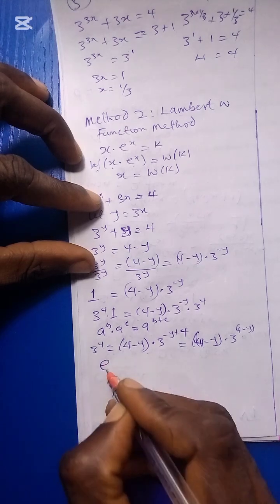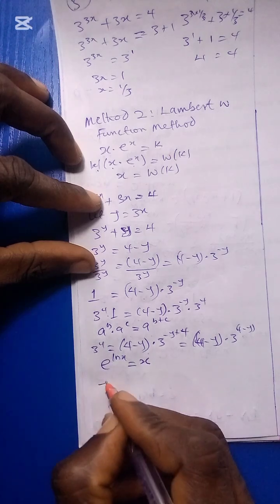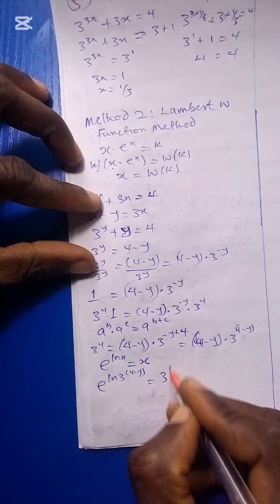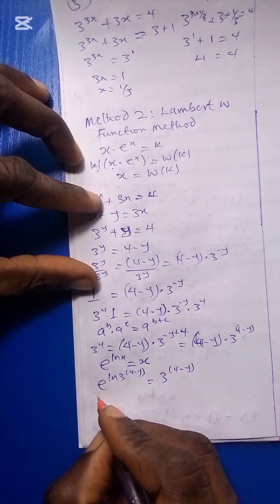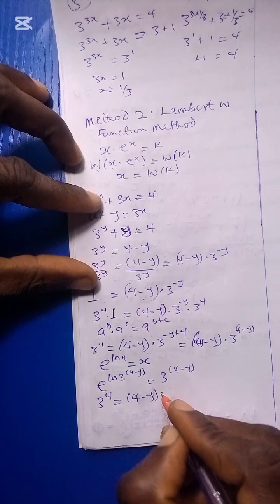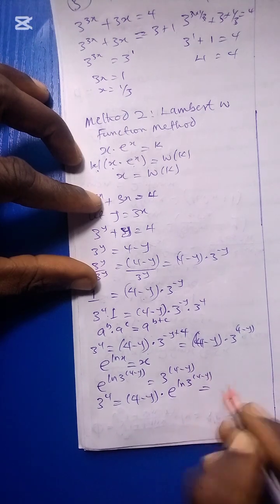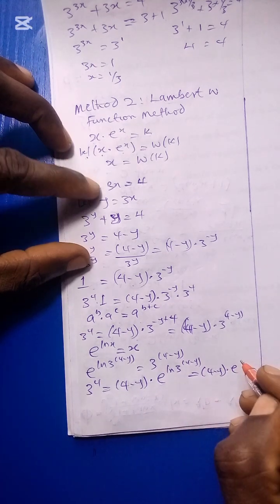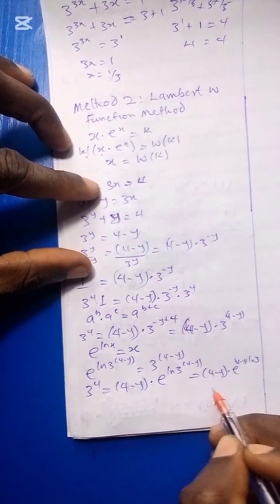If I have e to power ln x, it is the same thing as x. Therefore, e to power ln 3 to power (4 minus y) is the same thing as 3 to power (4 minus y). Good, so I will now replace this with this. That becomes 3 to power 4 is equal to (4 minus y) times e to power ln 3 to power (4 minus y), which is the same thing as (4 minus y) times e to power (4 minus y) ln 3. Beautiful. Now let me go up.